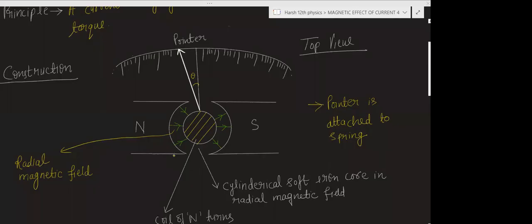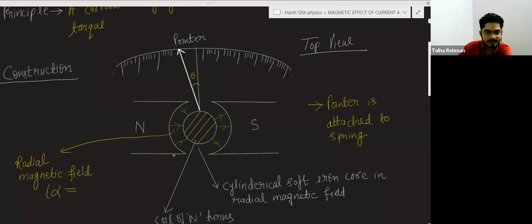But what we want is an angle of 90 degrees between the magnetic field and the magnetic moment. When this coil rotates like this, the magnetic field will be radial, no matter in which direction the magnetic moment is. The magnetic field will always be perpendicular to the magnetic moment, which means the value of alpha will always be 90 degrees. So you will write here alpha is equal to 90 degrees.